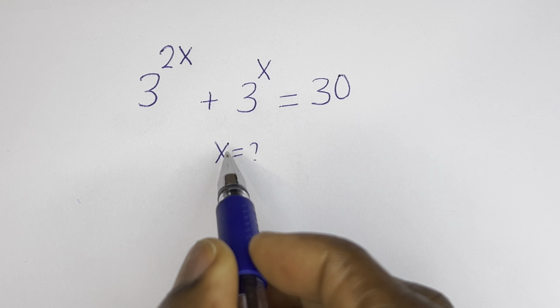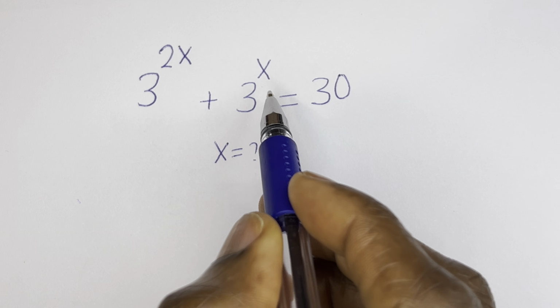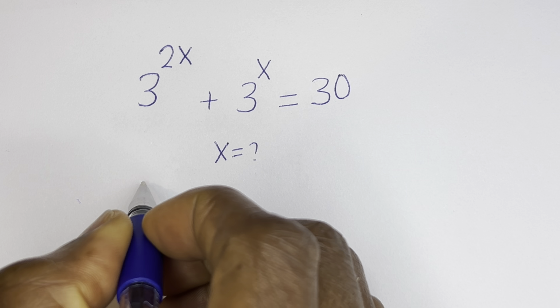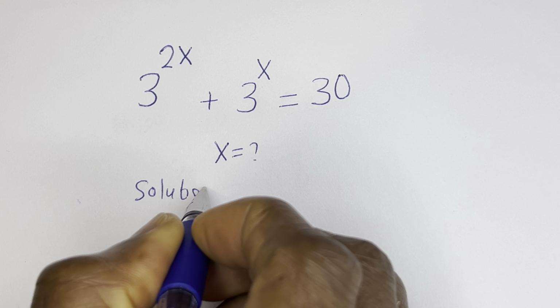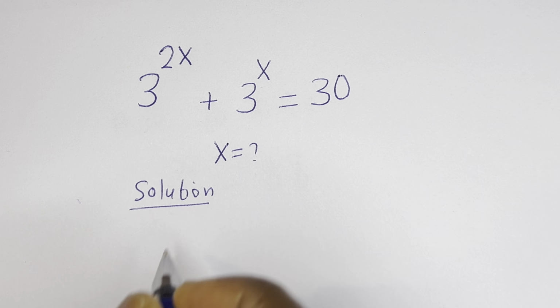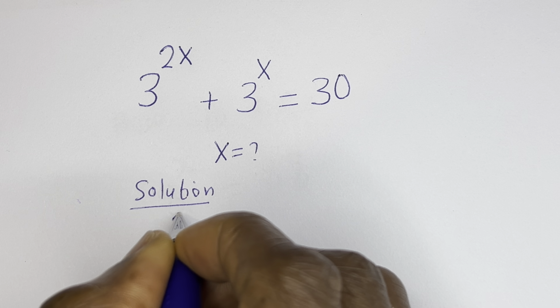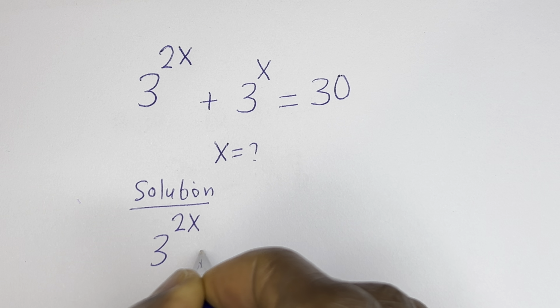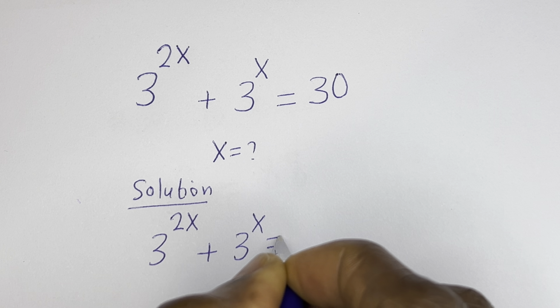Hello, how to solve for x in this equation? 3 to the power of 2x plus 3 to the power of x is equal to 30. Solution. We have 3 to the power of 2x plus 3 to the power of x is equal to 30.